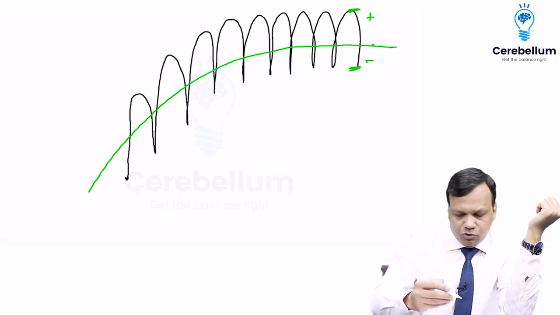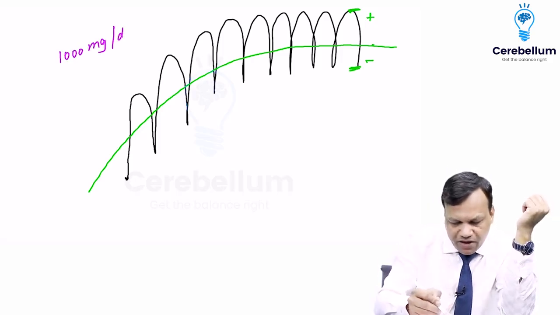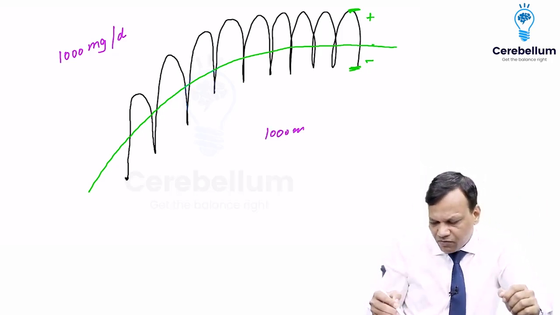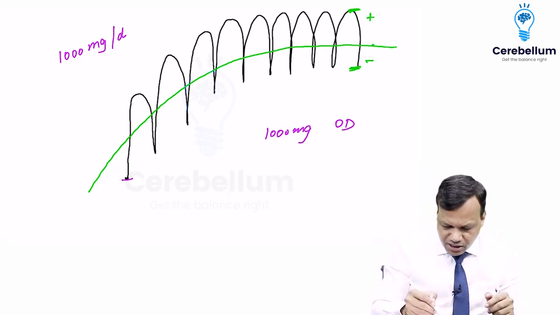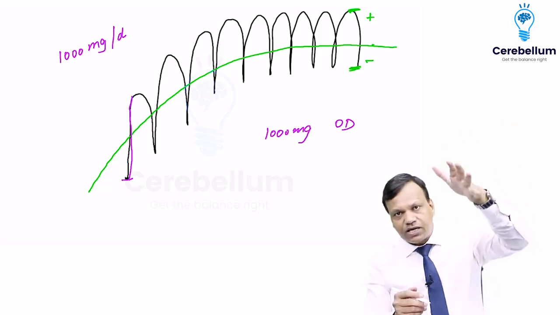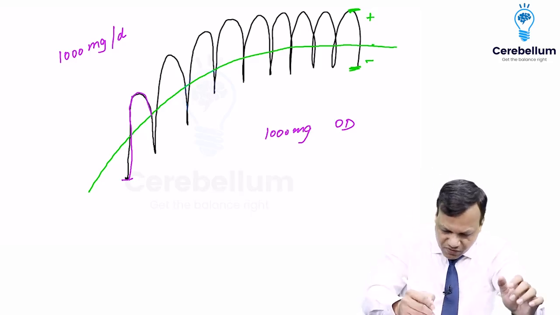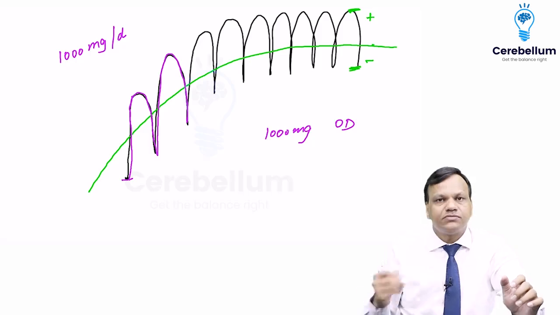Like if we suppose want to give 1000 milligram per day. So we have many options. The first option is we can give 1000 milligram once a day. When we give 1000 milligram once a day, initial concentration will be very high. And after 1 day, a lot of the drug is metabolized and eliminated also. So this variation will be much higher. Again we give 1000, again a lot will be metabolized.